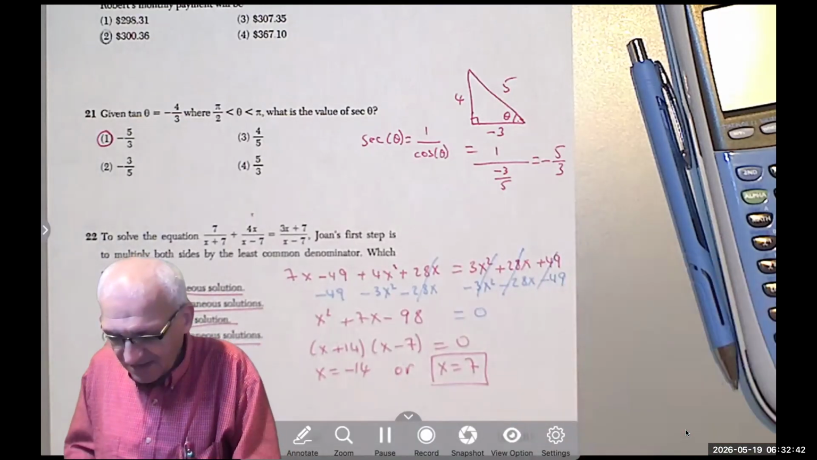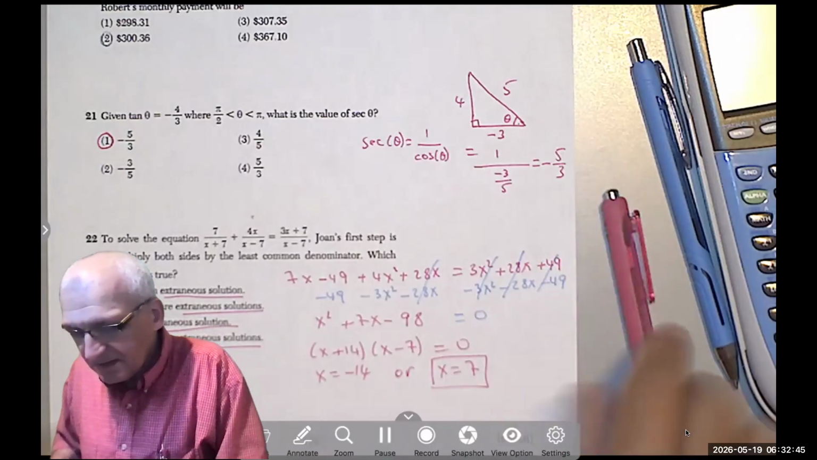So why do I say it's an extraneous solution? That was a tricky one. Not hard, but a little tricky.